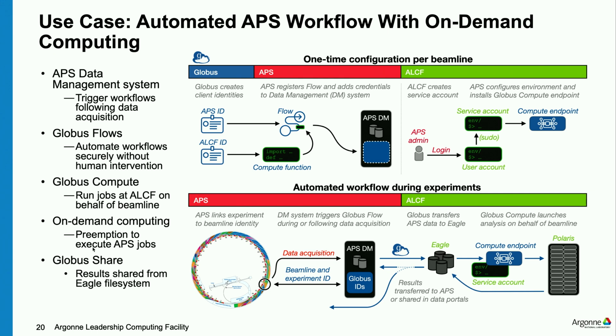Polaris can process that data and generate an image, whatever the experiment wants, and drops the results back to Eagle. At that point, the data becomes available, and the scientist can decide whether they want to continue the experiment with the same parameters or change something and adjust. So it's a feedback loop, and everything is automatic, and people can see what they are doing in real time.